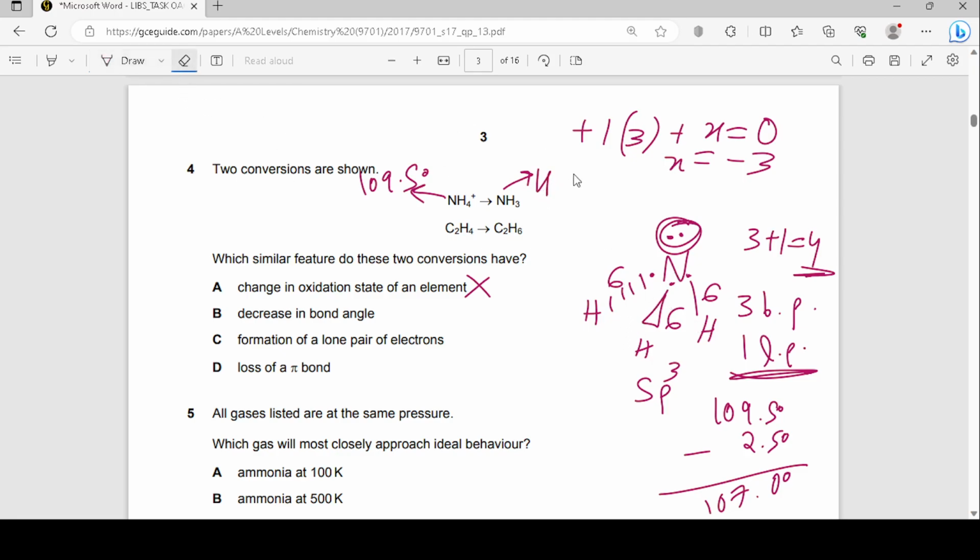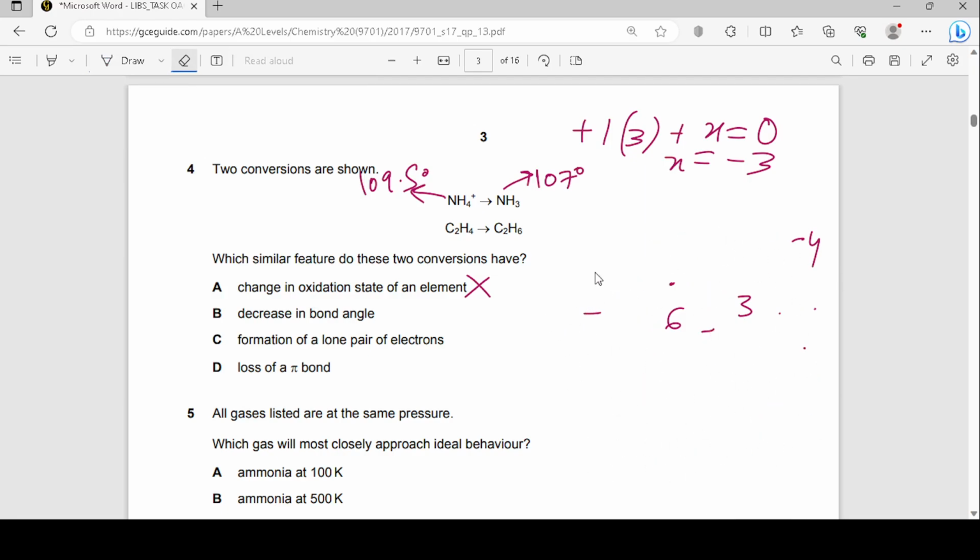I'm writing HNH, I should write 107. The shape of ammonia, which has 107 degrees, is called a pyramidal shape. It's similar for NH3, NCl3, PH3, PCl3. These are some more compounds that have this pyramidal structure. And then we have C2H4, which is a symmetrical molecule, conveniently enough.